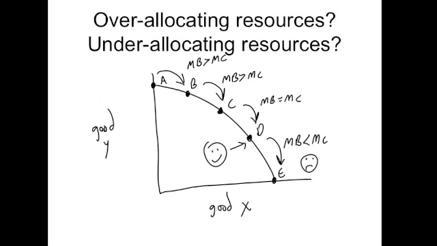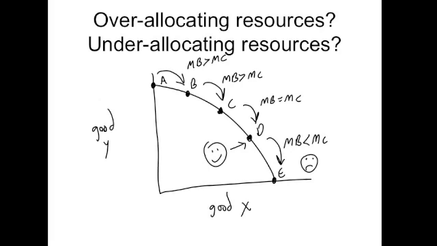If, however, they stopped, let's say they stopped at C, they were moving across in good X, and they stopped at C and found that their marginal benefit was greater than their marginal cost. What that means if they stop at C is that they have under-allocated resources toward the production of good X. They should have kept going and put even more resources into production of good X. Keep going until they reach combination D.